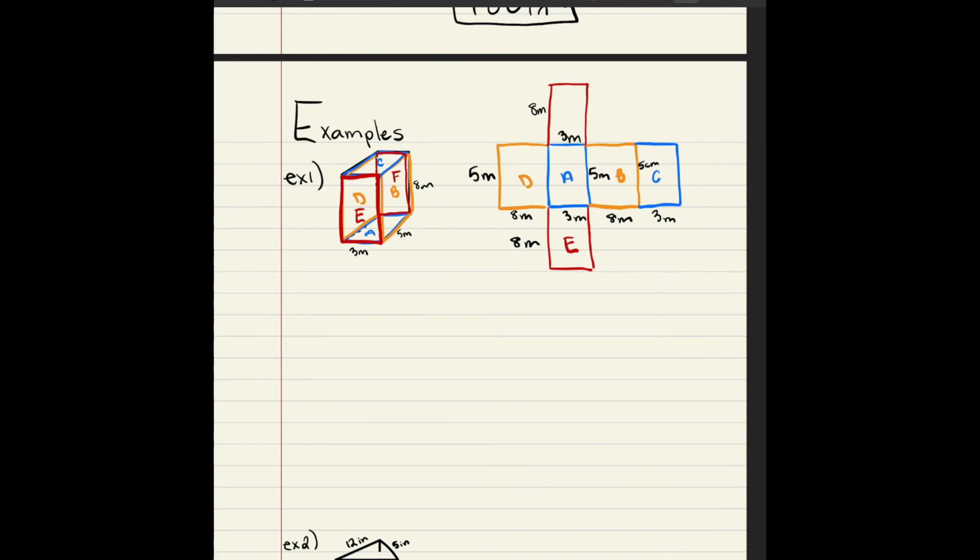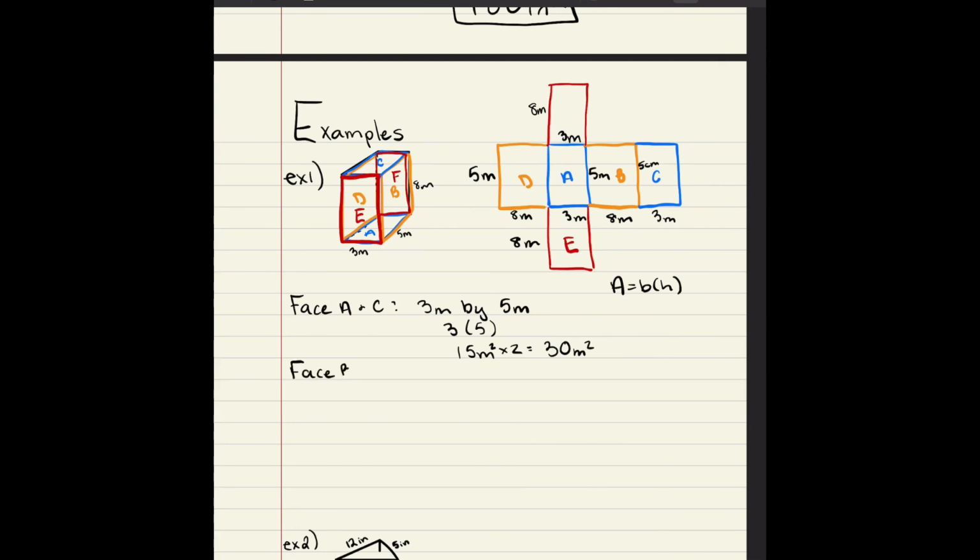Now I can find these areas. So faces A and C are the same. The dimensions for that are 3 meters by 5 meters. So I have 3 times 5, because remember the area is base times height. So 3 times 5 is 15 meters squared. And I have 2 shapes, A and C, so I'm going to multiply that by 2. So 15 times 2 gives me 30 meters squared for faces A and C.